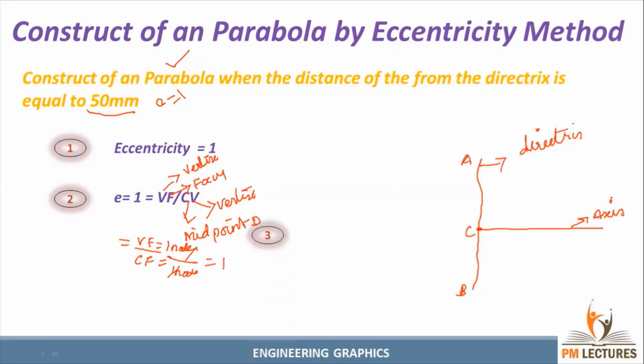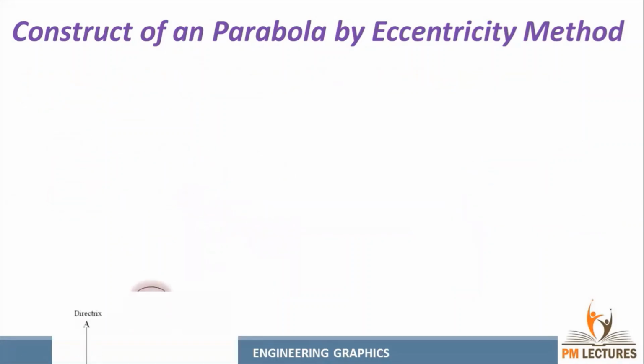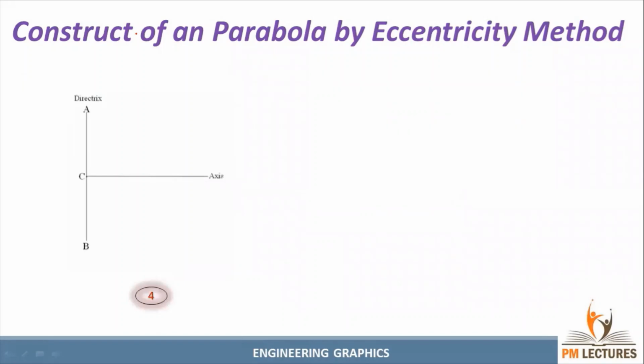See in the visualization here, you can clearly understand. A vertical line with the name AB is called the directrix. After that, we find a midpoint on this directrix line and give the name C. Then you need to draw a horizontal line. That line is called the axis. See now, this is the visualization.